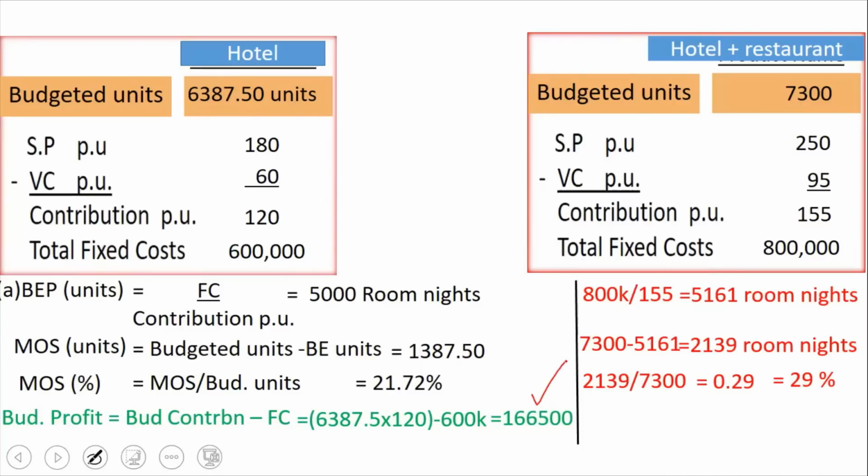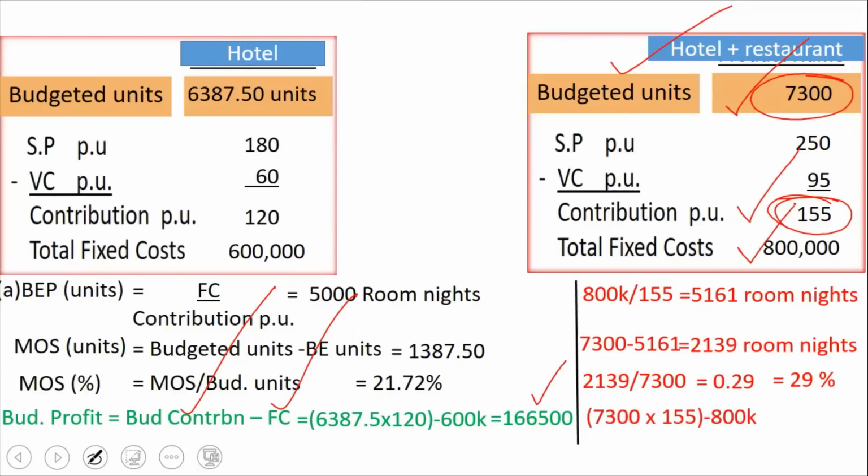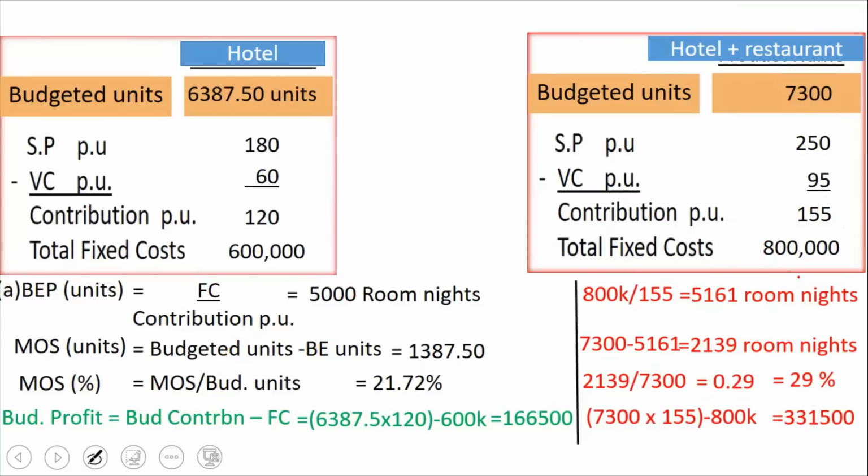So we get the budgeted profit for the hotel alone as $166,500. And coming to the hotel plus the restaurant, what is the budgeted contribution minus fixed cost? The contribution per unit is 155 and budgeted units is 7,300. So budgeted contribution will be 7,300 units multiplied by 155 and the fixed cost is 800,000. So you have to reduce 800,000. So it is 7,300 into 155 minus 800,000, giving a profit of 331,500.